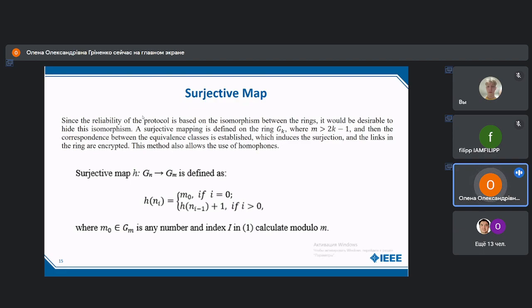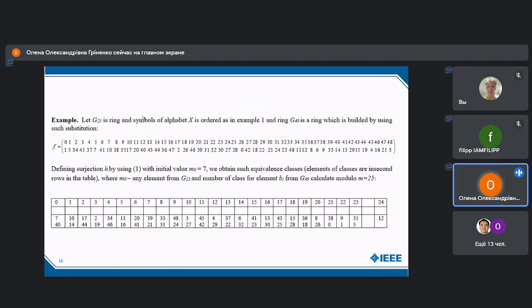So for this purpose we define a surjective map. The definition of this map is given on the slide. The last example illustrates a homomorphic mapping G sub n to G sub k. The ordered numbers of the symbols of the ring G sub k are in the top row of the table, and the bottom row of the table gives the corresponding equivalence classes of the elements.